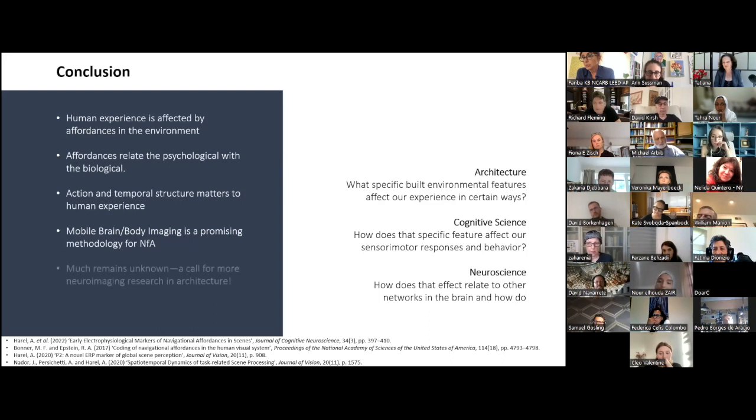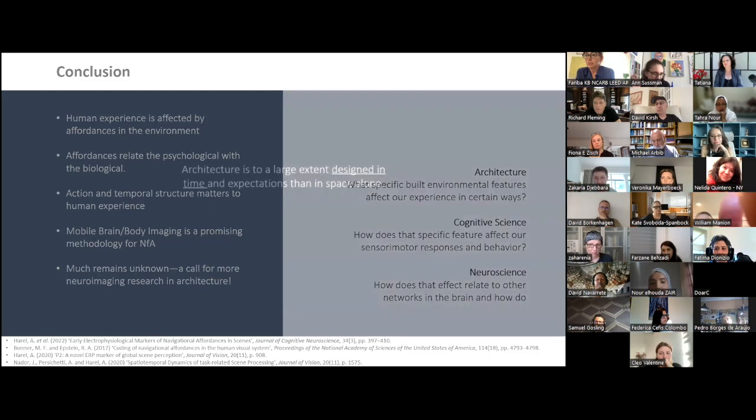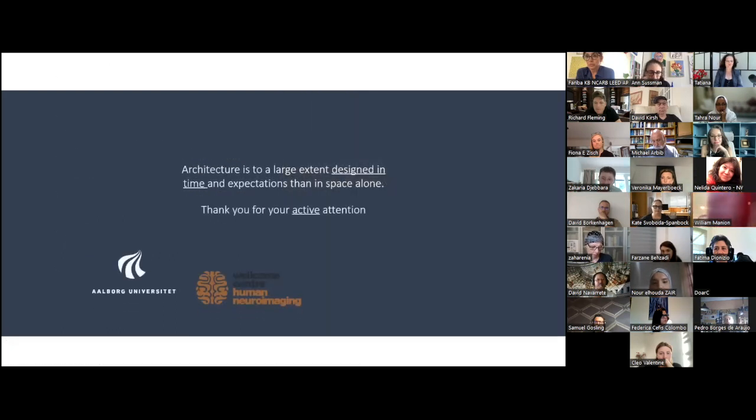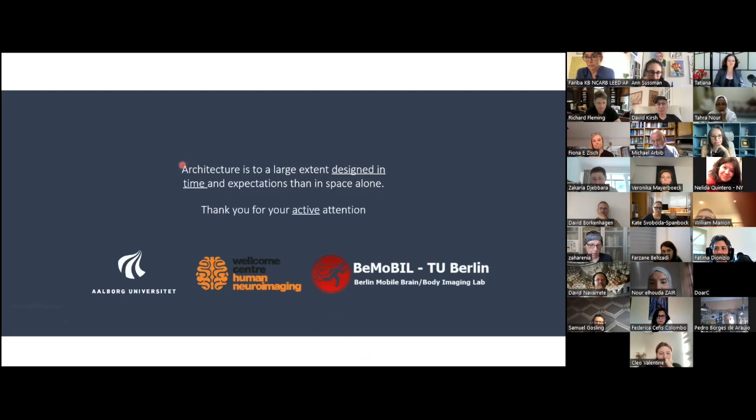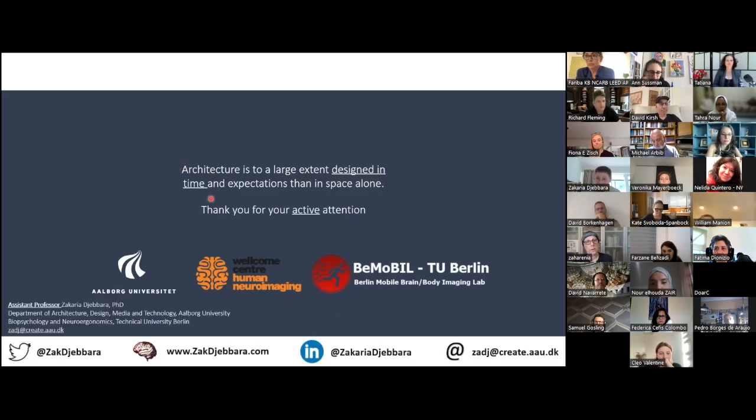So, of course, much remains unknown. This is a call for more neuroimaging research in architecture. I hope that we can take a serious move towards empirical research. And as a last thing, I want to say that architecture is to a large extent designed in time and expectations rather than in space alone.